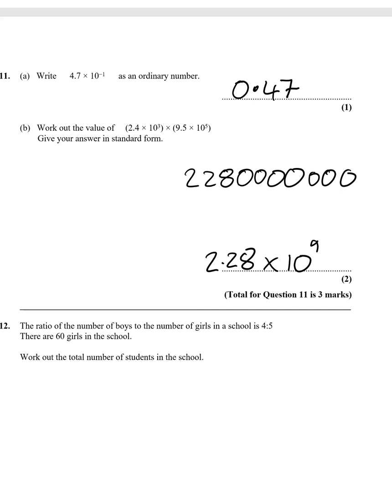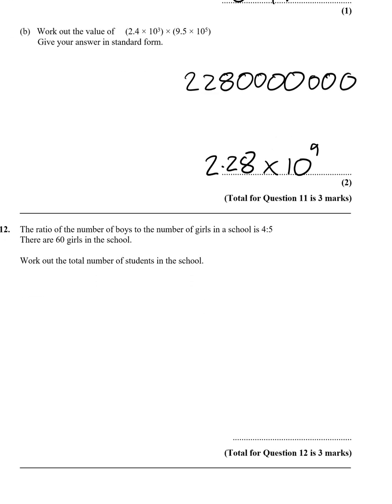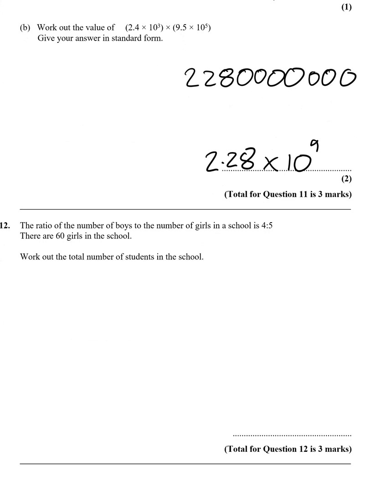Okay, on to the ratio question. We've got the ratio of boys to girls. The number of boys to the number of girls in the school is 4 to 5. There are 60 girls in the school. So let's set this up. We've got boys, girls. We've got 4 to 5, but actually there are 60 girls. And we need to keep it in the same ratio, so we need to figure out what we've multiplied here.